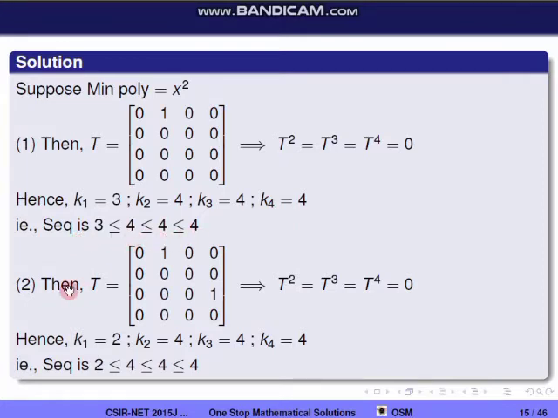Now case 2 here, T is equal to a block of order 2 and another block of order 2. So this implies T square, T cube, T power 4 is equal to 0.